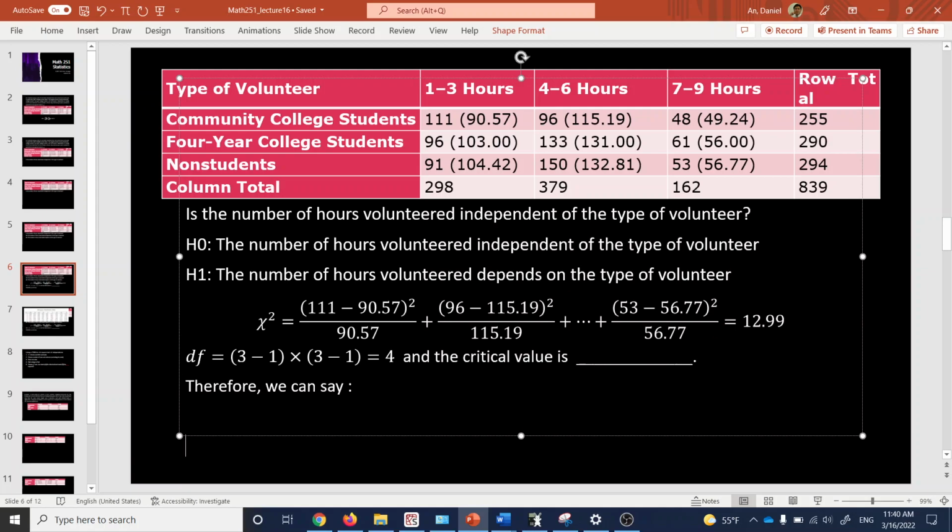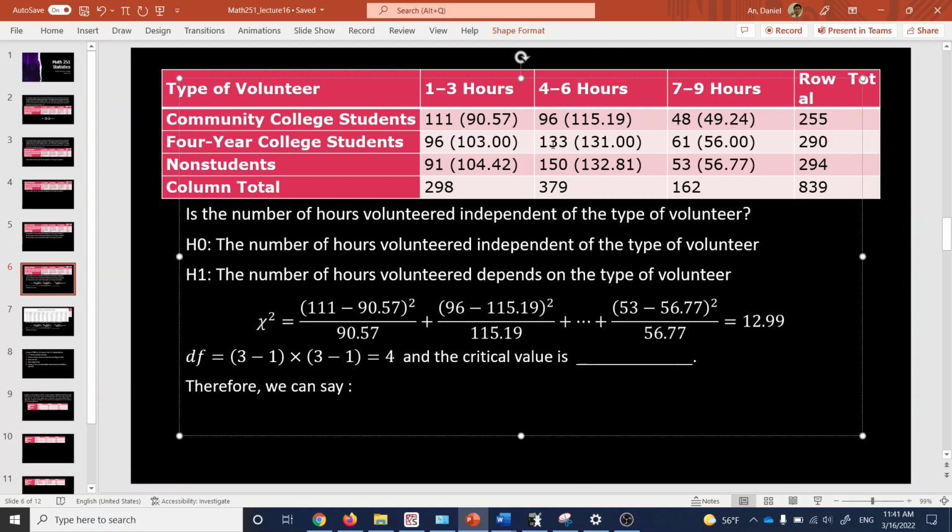See, if you're already given the row totals and column totals, then knowing these 1, 2, 3, 4, 5 values, if you had 91, 150, 53, 61, and 48 already populated with the row totals and column totals given to you, then just by performing some calculations, you can figure out that it should be 111 here, 96 there, 96 there, 133 there. So, no, that's just degrees of freedom.